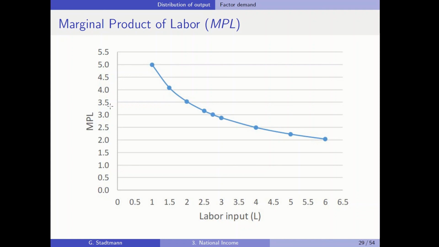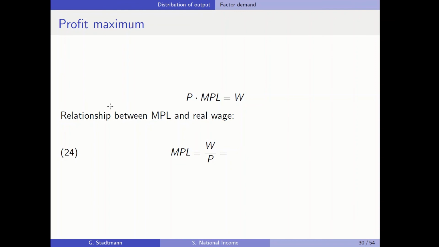What is the optimal amount of labor? We can derive it in the following way: in the first step we are putting the P on the other hand side of the equation so that we have a relationship between the marginal productivity of labor and the real wage. When we plug in the numbers, the real wage takes the value of 90 divided by 30. The real wage is equal to 3.